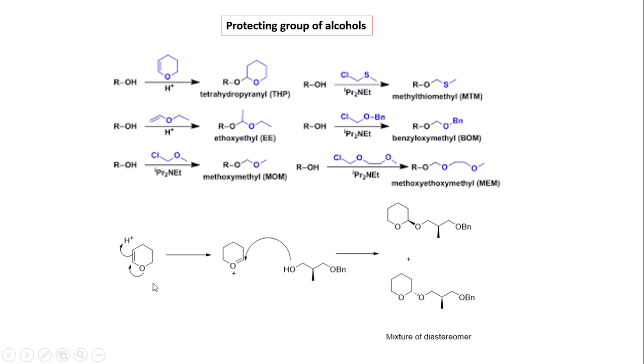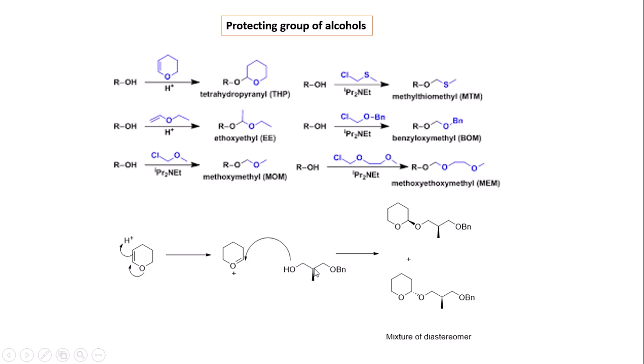The problem given is that dihydropyran undergoes alcohol protection in the presence of a chiral alcohol. Here the oxygen lone pair of the chiral alcohol attacks and produces the OTHP intermediate. This is tetrahydropyran, called THP. The pi bond can be attacked by the alcohol oxygen lone pair from either the top face or the bottom face. Top face attack produces one isomer, and bottom face attack produces another isomer.